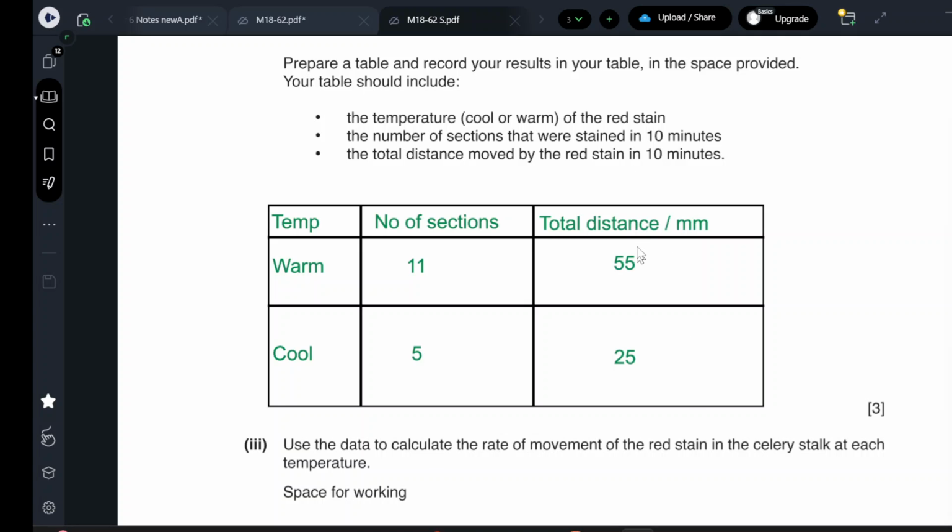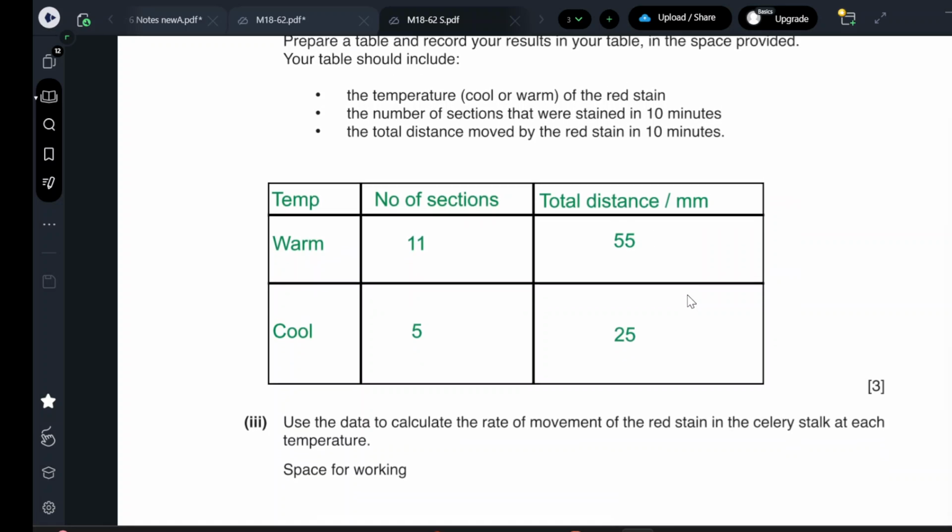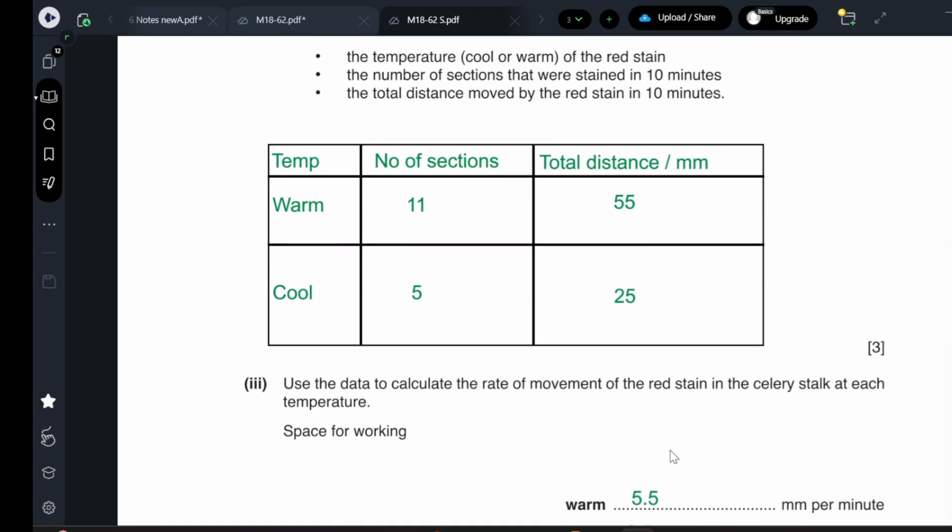Okay, I have the total distance. I have the total time. It moved 55 millimeters in 10 minutes. Therefore, if I want to get the rate per minute, I will divide 55 by 10. It will be 5.5 millimeter per minute.